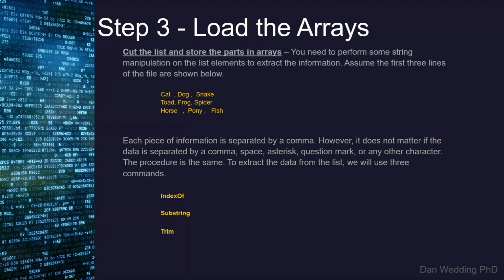You need to perform some string manipulation on the list elements to extract the information. Assume the first 3 lines of the file are shown below. Each piece of information is separated by a comma. However, it doesn't matter if the data is separated by a comma, space, asterisk, question mark, or any other character. The procedure is the same. To extract the data from the list, we will use 3 commands: indexof, substring, and trim.